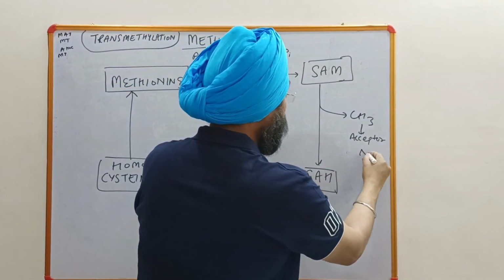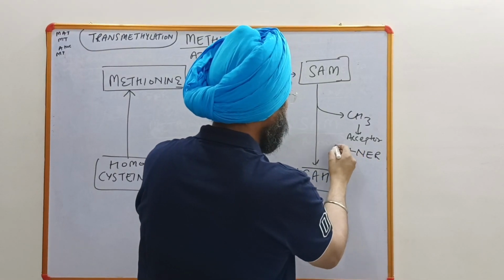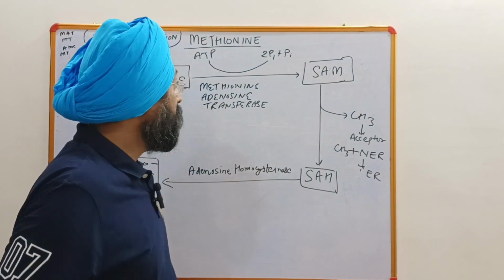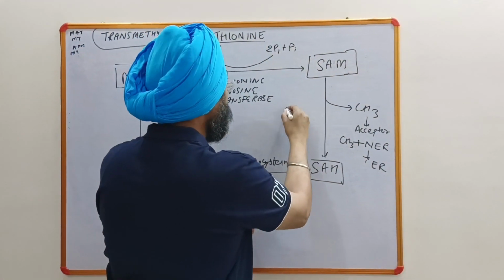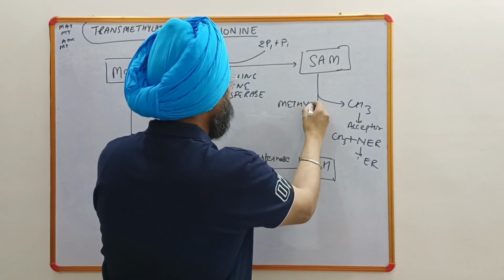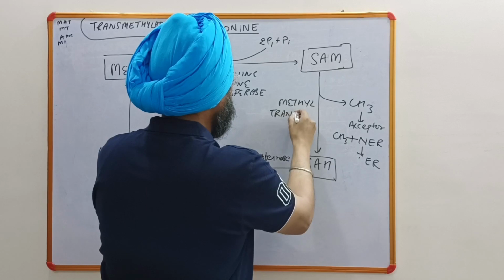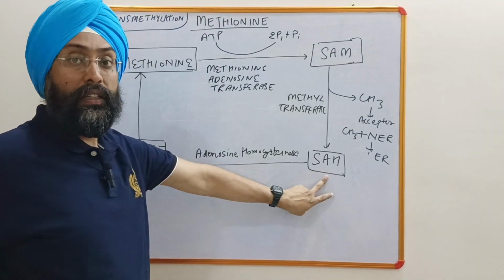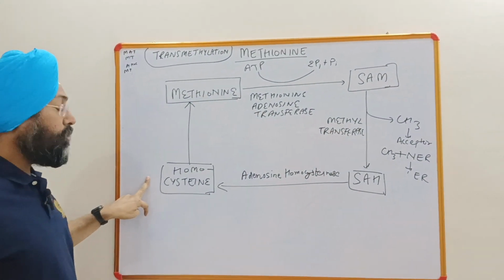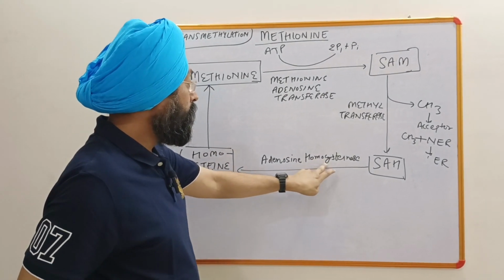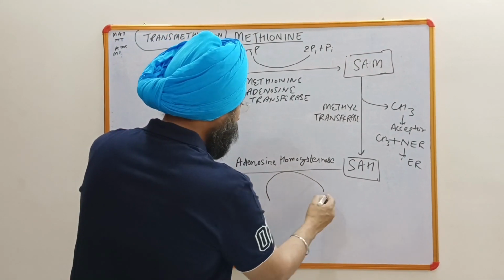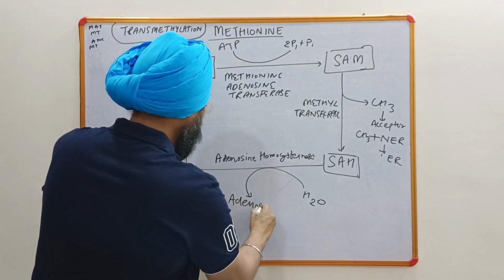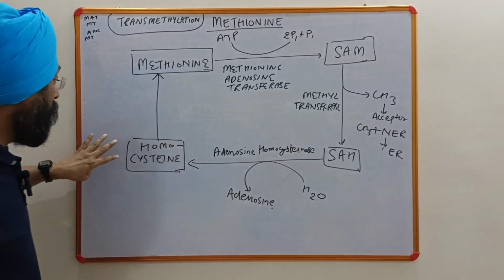For example, we have norepinephrine. When it combines with a methyl group, it will be converted to epinephrine. One of the examples of this reaction. And these reactions require methyl transferase, right? Now we got S-adenosyl homocysteine. It is further converted to homocysteine by adenosyl homocysteinase, right? We get the reaction by adding water, and adenosine will come out, right? Now we got homocysteine.